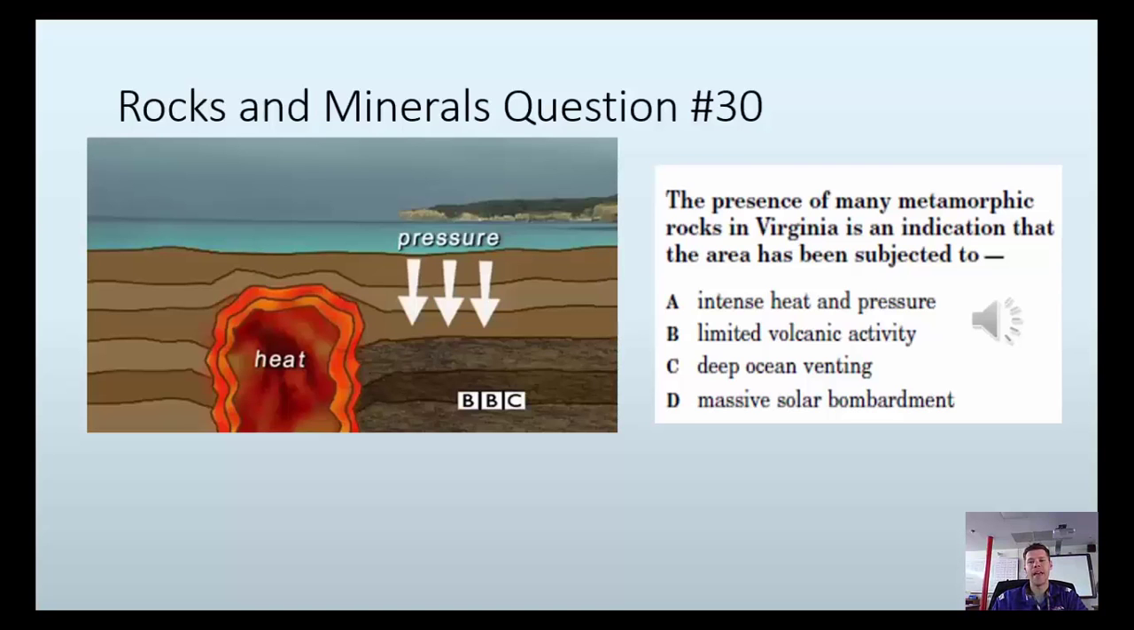The presence of many metamorphic rocks in Virginia is an indication that the area has been subjected to... Just got to think to yourself and remember what builds a metamorphic rock. And our answers here are always heat and or pressure. So the best answer is A, intense heat and pressure. That's what makes a metamorphic rock.